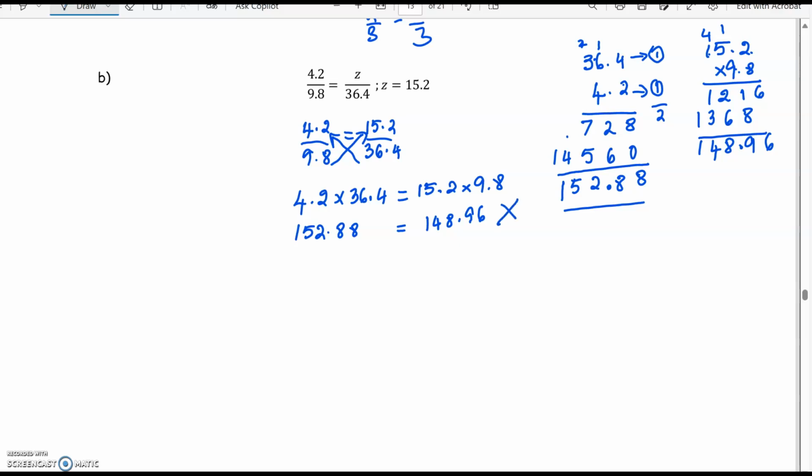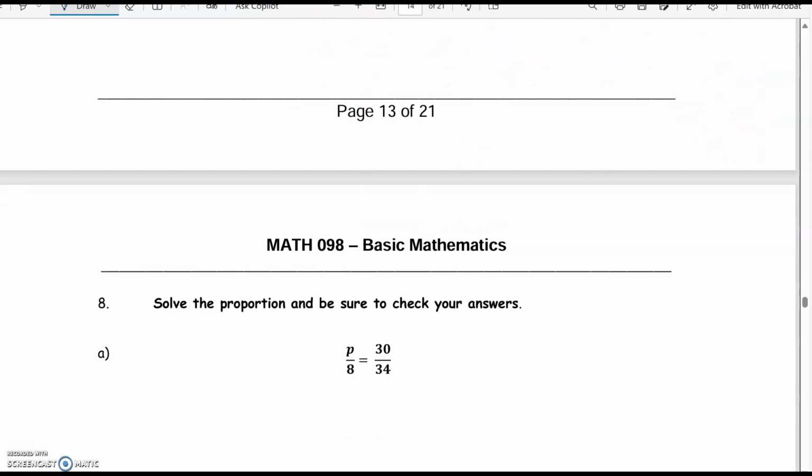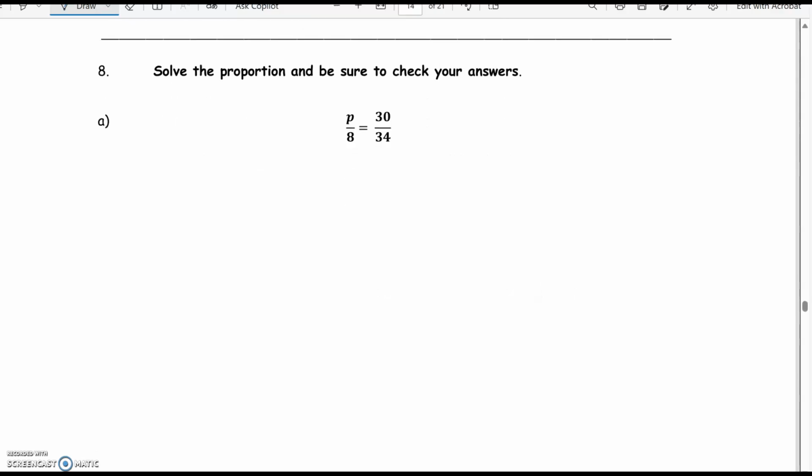So what is our conclusion? The reason why it's not a true statement is because the number that we plugged in is incorrect. So this is not a solution, which means z cannot equal 15.2. Now here, in the next question, we're going to take every proportion and solve it, and then see if we can check answers.